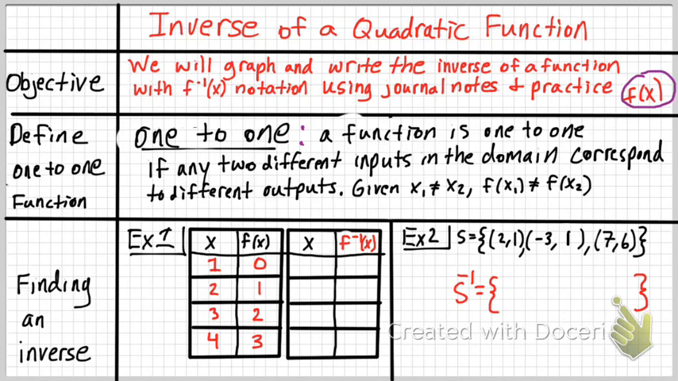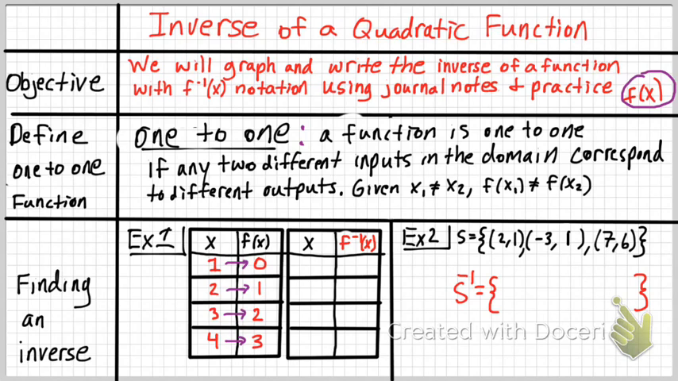All right, so looking at example 1, we're going to find the inverse. First, let's see if this is a one-to-one function. So we just draw little arrows: 1 goes to 0, 2 goes to 1, 3 goes to 2, and 4 goes to 3. Is there any repetition there? No. So this is a one-to-one function. For every input, there is exactly one output, and that output is different from all the others.